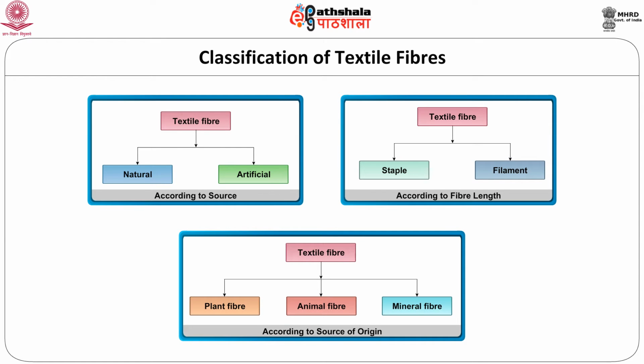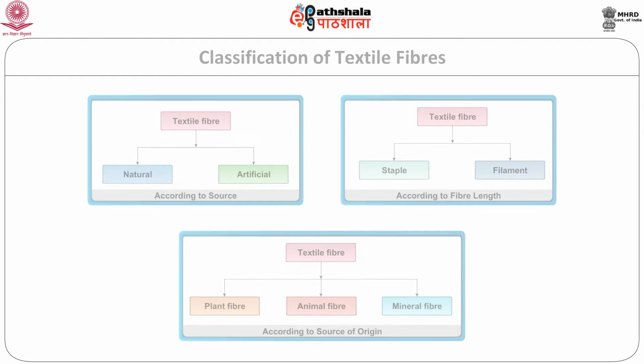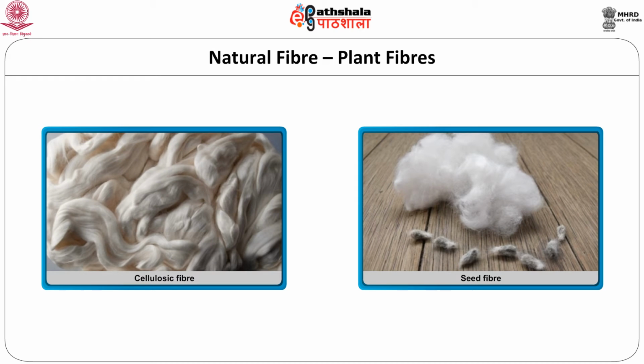Natural fibers are again classified into many subgroups based on their source of origin as plant fiber, animal fiber and mineral fiber. First, we will discuss plant fibers. The plant fibers are also called cellulosic fibers. These fibers are further categorized into the following subgroups based on their origin from plants.